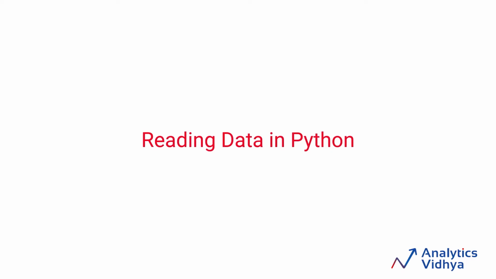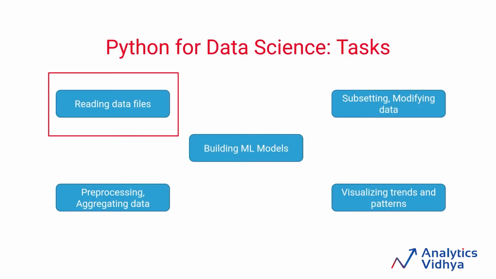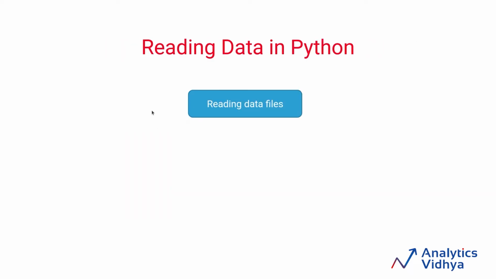Now so far, we have seen the basic introduction of all the Python libraries that are commonly used for performing data science tasks. We also know that there are 5 major tasks of data science that are done using Python. And in this module, we will learn how to do the first task, that is reading data files. So here are the types of data files that we will be working with.